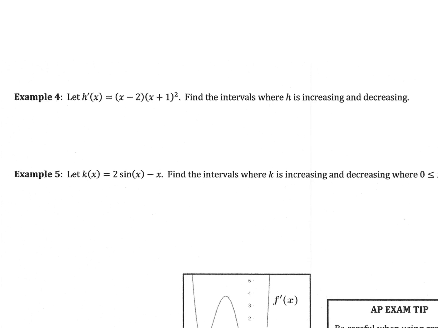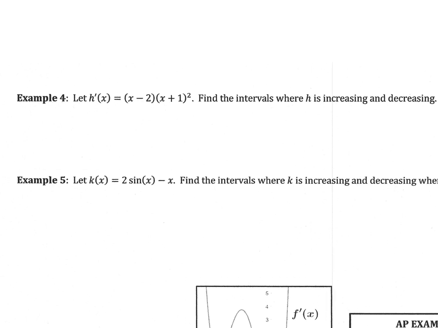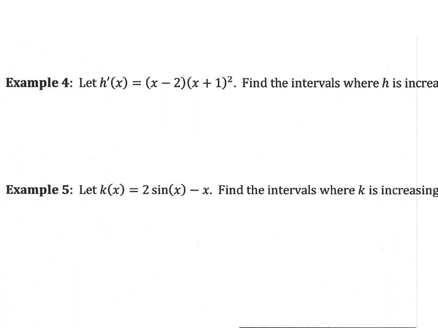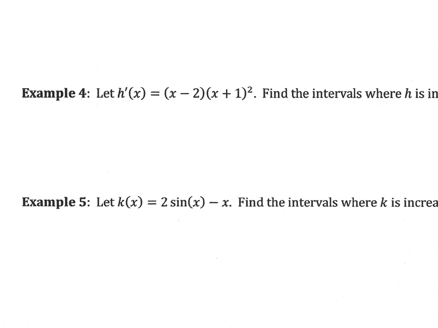Number 4, we are given a derivative. h prime of x is equal to x minus 2 times x plus 1 squared. Find the intervals where h is increasing and decreasing. So, do I need to take the derivative? No. I've been given the derivative, so all I have to do is set this equal to 0. What values am I going to have for my critical points? 2 and negative 1.